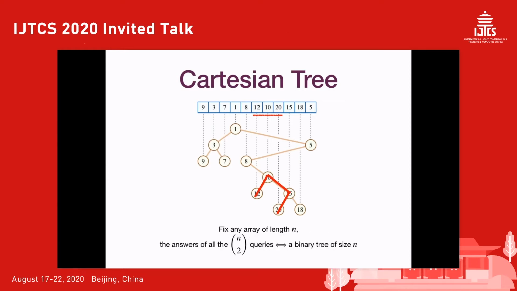It is also not hard to see that, given all the answers of range minimum queries, we can construct a unique Cartesian tree. And given any Cartesian tree, we can construct all the answers of range minimum queries. By this observation, one may conclude that the input is in fact a binary tree.